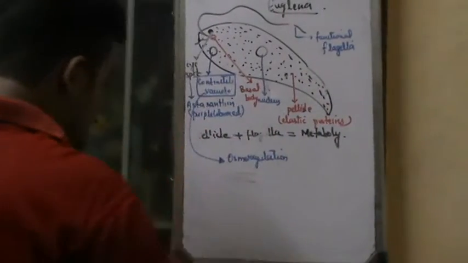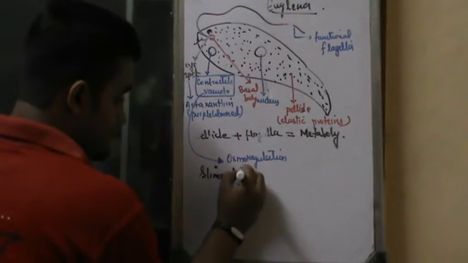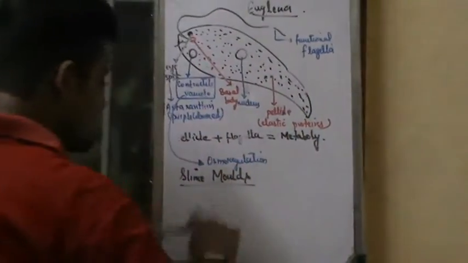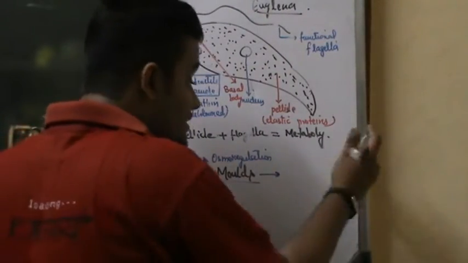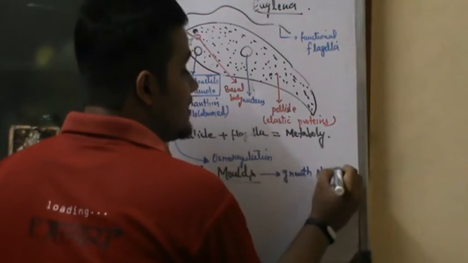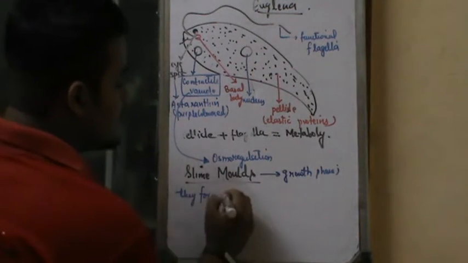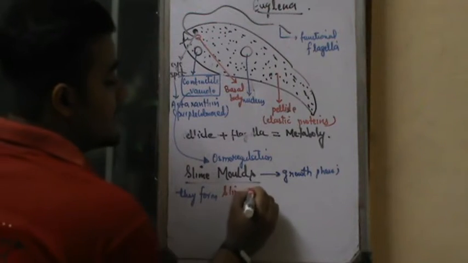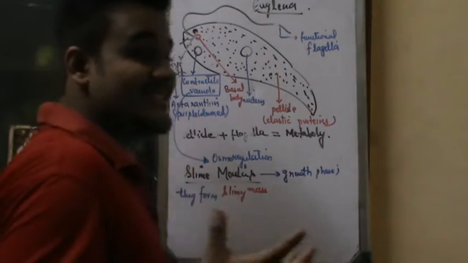Okay, one more is left, one last protist, which is going to be your slime molds. Okay, the slime molds. Always remember why the name is given as such: the slime molds, during their growth phase, form something called a slimy structure, a slimy mass, in the growth or developing phase, and that's why the name is given as slime molds. This is an NCERT line.